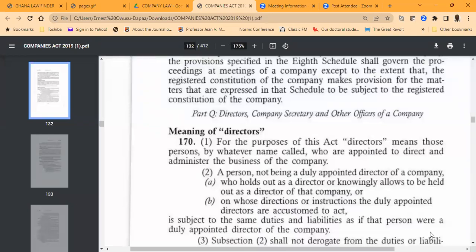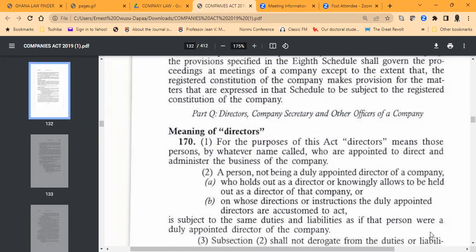Of course, directing also includes some administration, isn't it? Or administration also includes direction. But I'm sure that these two words are there as an overkill provided by the lawmaker for the sake of emphasis that if you have been appointed to direct and administer the business of the company, then you are a director.